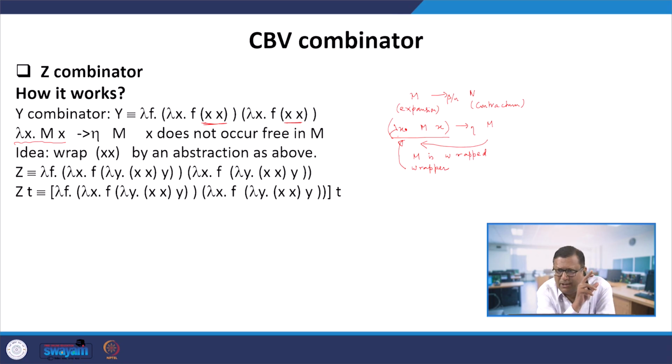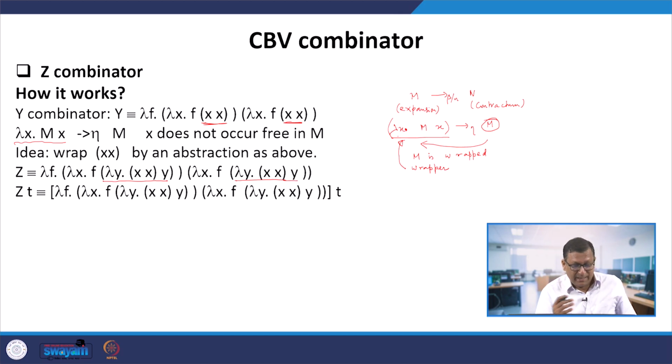Now if we substitute this, what is our m here? Our m here is this xx. So we want to do wrapping of this xx. Wrapping of xx means taking the expansion term of an eta reduction. So if we wrap it, we are going to get λy.xxy. This is that wrap. Now instead of writing xx, we simply have a wrapper of xx.